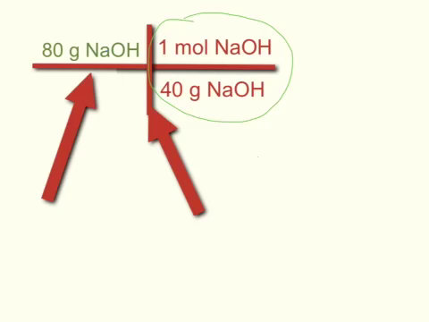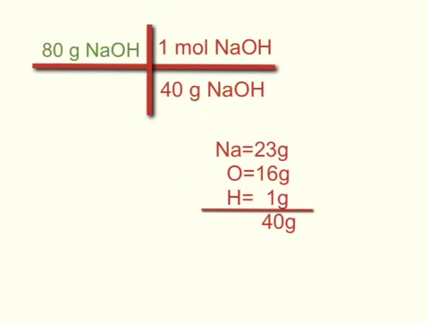What you'll be able to do later on is cancel out the units, grams of sodium hydroxide, both above and below the line, and then you'll be left with your answer in moles. Please remember that you get the molar mass, 40 grams of sodium hydroxide, by looking at your periodic table and noticing that sodium at 23 grams, oxygen at 16 grams, and hydrogen at 1 gram per mole add up to 40 grams.